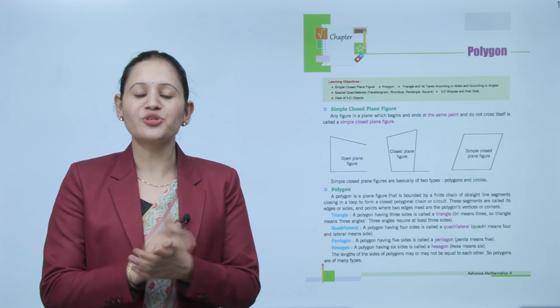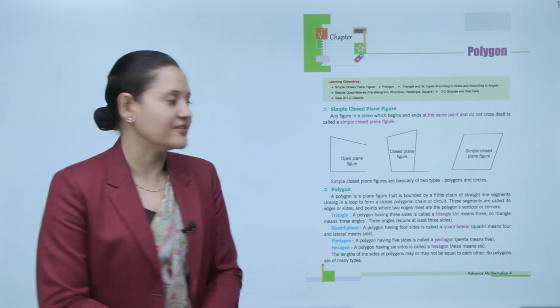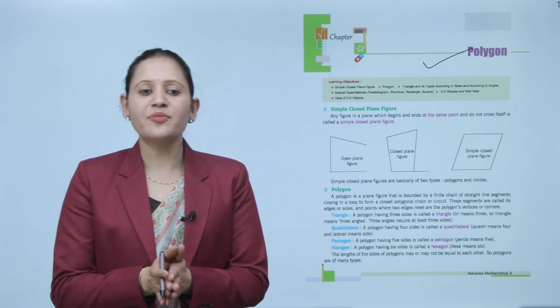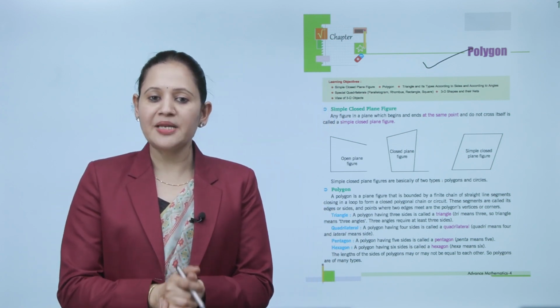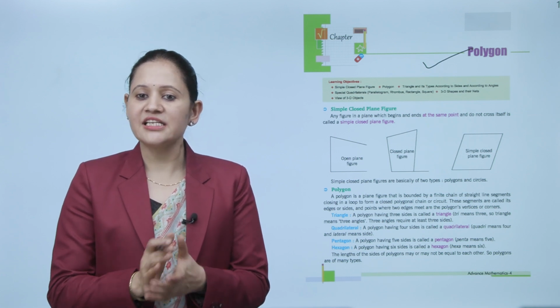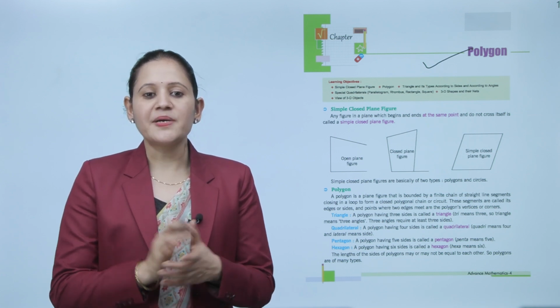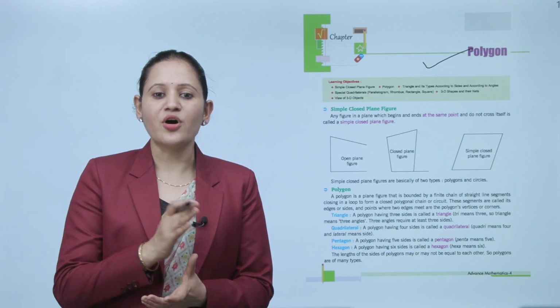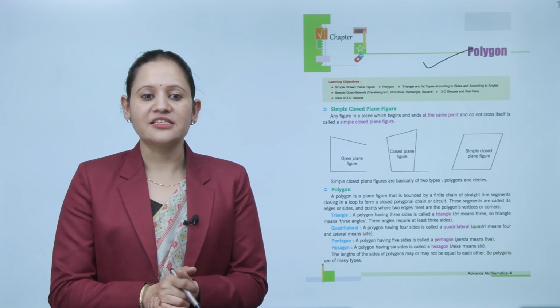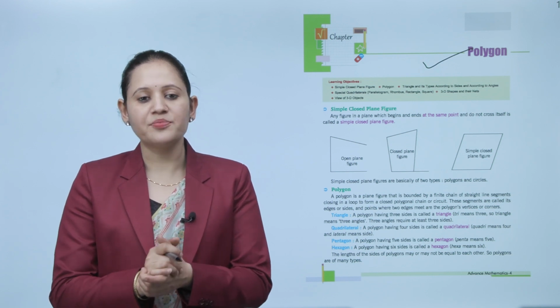Hello kids, welcome to today's maths class, and today we'll do polygon. Our learning objectives are simple closed plane figure, polygons, triangle and types according to sides and according to angles, special quadrilaterals, parallelogram, rhombus, rectangle, square, 3D shapes and their nets, and the view of 3D objects.